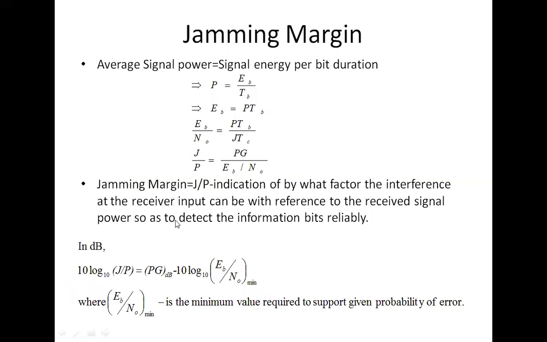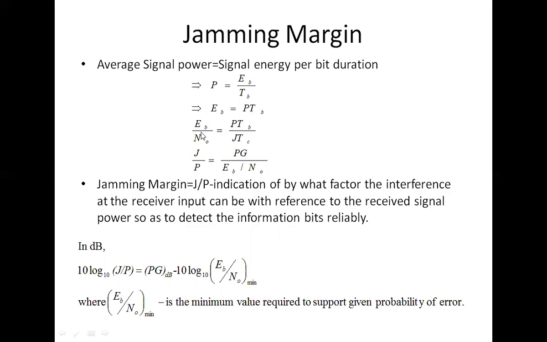Next, let us look at another important term called jamming margin. We already understood what the processing gain is, which is the gain due to the spreading and despreading action. Now let us see what this jamming margin is. Average signal power is equal to signal energy per bit duration. That means this average signal power is defined as P, which is given by EB by TB. So EB is equal to the product of P and TB.